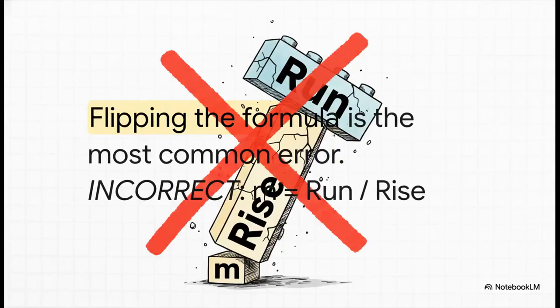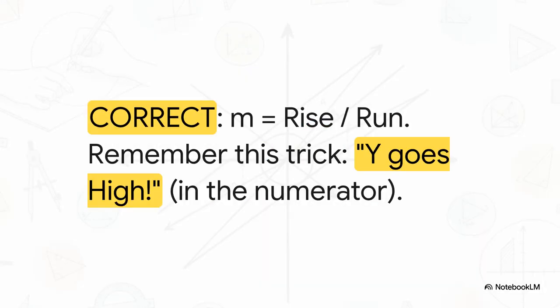Now this is the number one mistake, hands down. It's so easy to accidentally put the run on top, maybe because we're used to seeing x come before y. But trust me, m equals run over rise is always wrong. The correct way is always rise over run. The vertical change goes on top of the horizontal change. And here's a little trick to remember it forever. The y-axis is the one that goes high up and down, right? So just remember, y goes high. The change in y, the rise, always goes high up in the numerator.